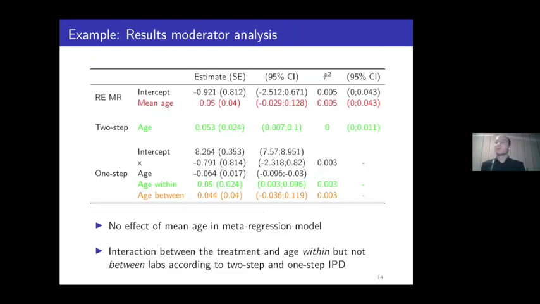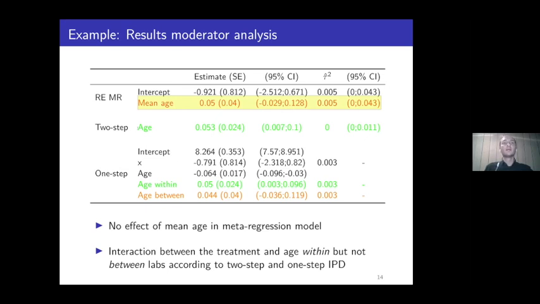So if we look at the results, if we apply these different methods, first of all, what we see is that for the random effects meta-regression approach, the ones in the line in red, there is no effect of mean age in this case. We can see this because 0 is included in this confidence interval.